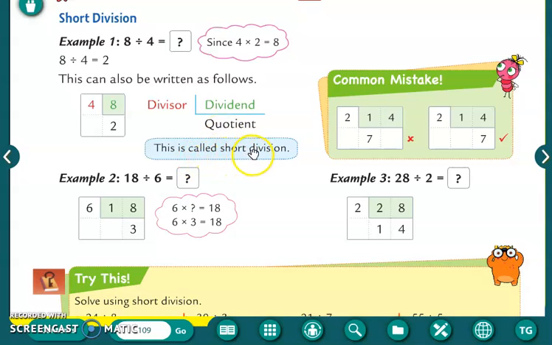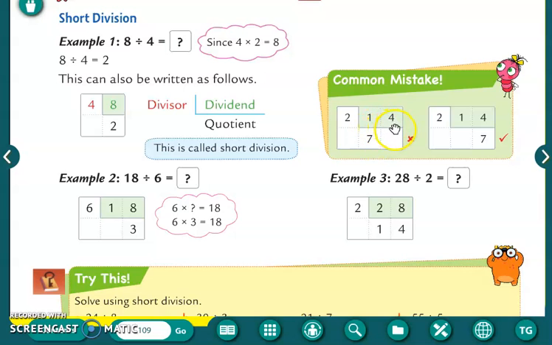So this is called short division, and I think the answer is 8. Is it 8? No, the answer is 2. So we have to see this 8 is the dividend, 4 is the divisor and the quotient is 2. So 2 is the answer, and in division the answer is called the quotient. That you have to remember, and this is called short division. ये जो है division उसे बोलते हैं short division. Here you all are making a mistake, so you have to write it carefully.